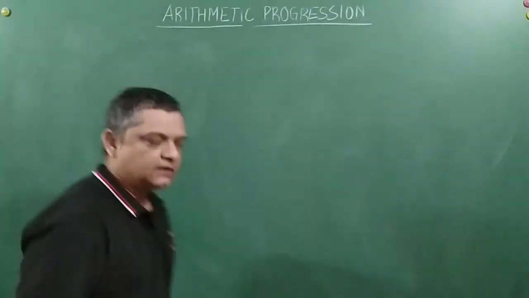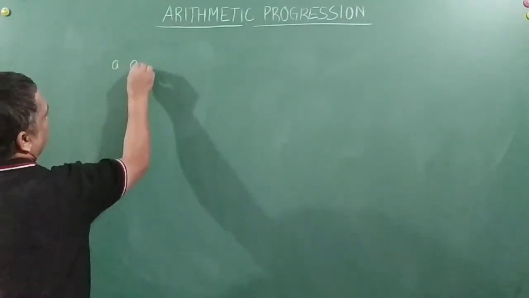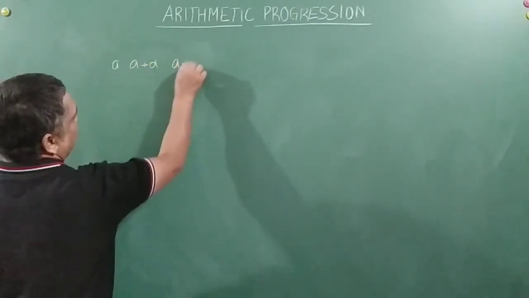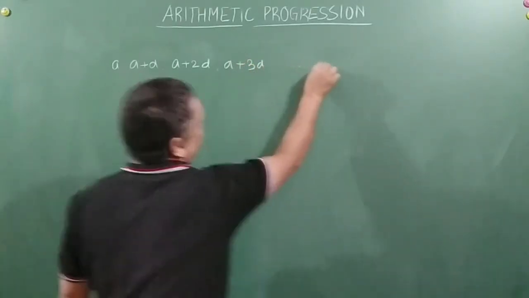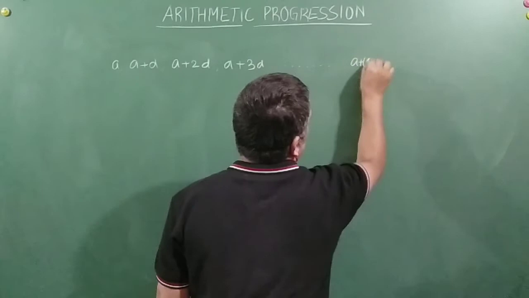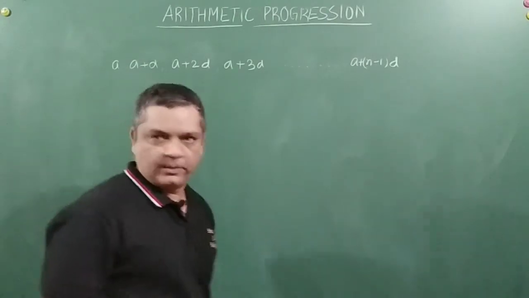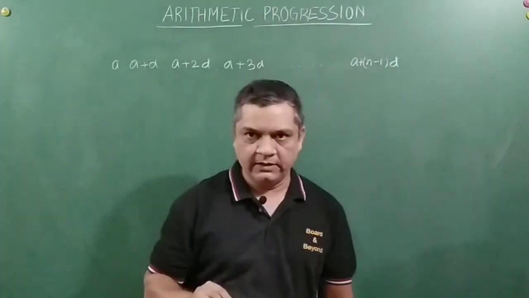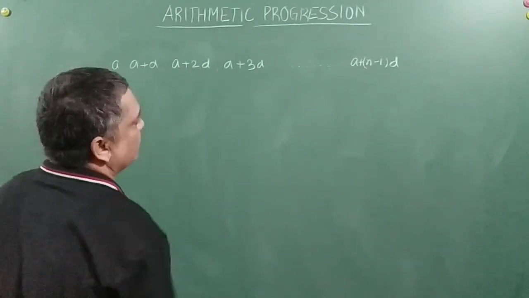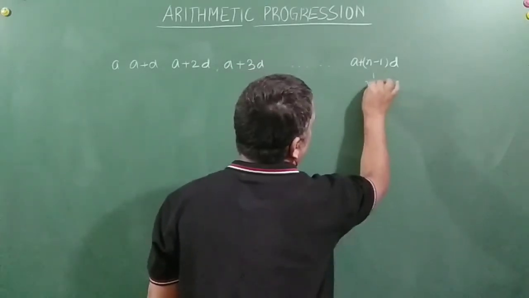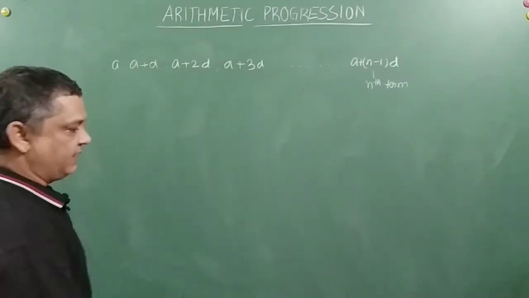So friends, we all know what an arithmetic progression is. The numbers a, a plus d, a plus 2d, a plus 3d, and so on and so forth up to a plus (n minus 1)d are said to be an arithmetic progression, where a is the first number and d is the common difference between consecutive numbers, right? And this is the nth term of an arithmetic progression, right friends?